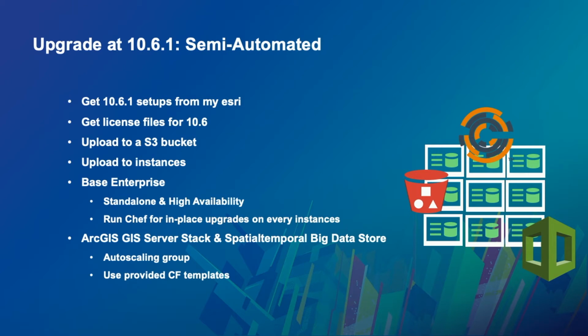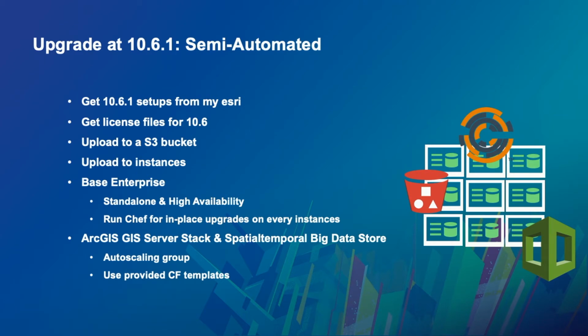And then you upload the license file and setups to an S3 bucket for your running instances. What we provide, for base enterprise deployment, standalone or high availability, is a script, a command. It's one command in Chef for an in-place upgrade, which will upgrade all the components on that instance: portal, server, data store, web adapter. You do not need to run setup on every single one of them, but you still need to run this command on every single machine.